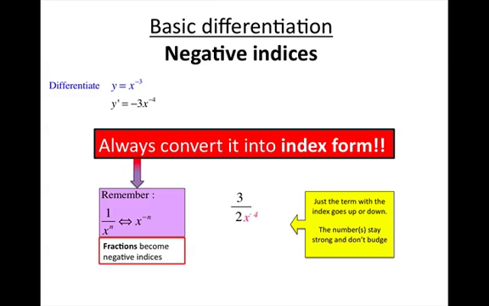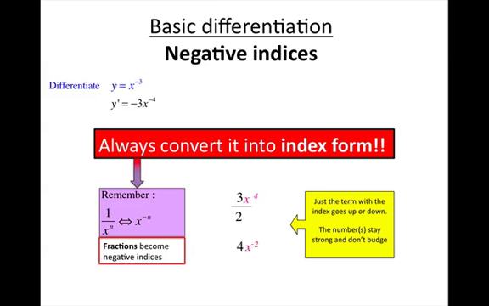So for example, the x to the 4 goes down and you give it a negative. Or you bring it up and you take away the negative. Take it down, give it a negative. Bring it up, take away the negative. That's exactly how it works. Ignore the numbers. Don't let them change anything about it.